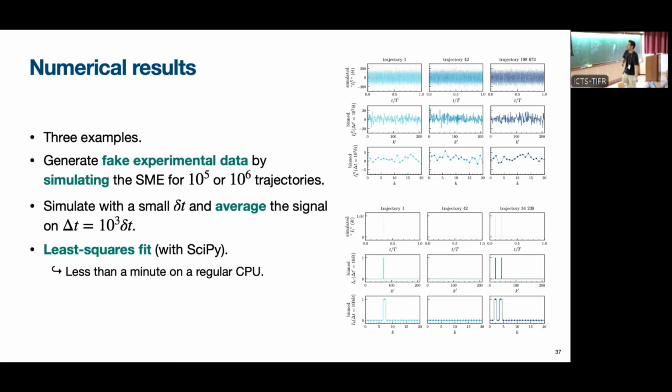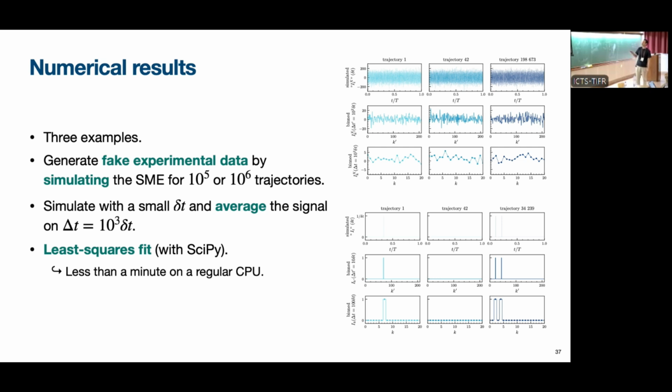All right. For this example, we generate fake experimental data. So we simulate numerically the stochastic master equation for a lot of trajectories, and we simulate for a very refined time step. And then we integrate to actually have this discrete time signal similar to what we'd have experimentally. Then we compute the correlation functions, an estimate, and we do this least square fit.